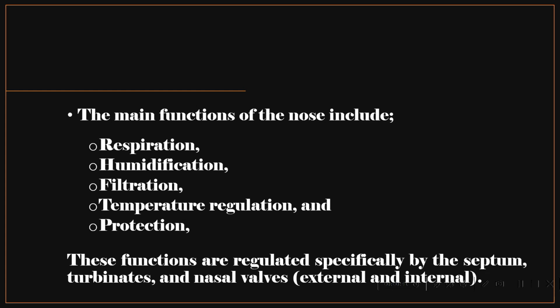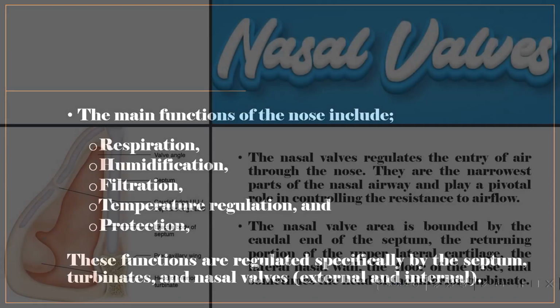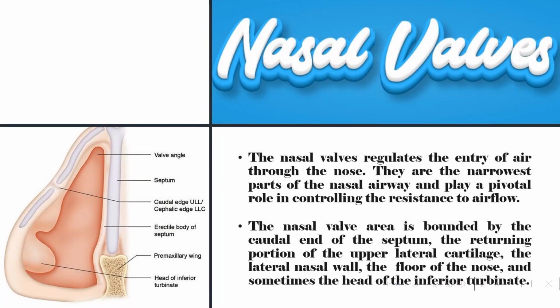These functions are regulated specifically by the septum, turbinates, and nasal valves, external and internal. The nasal valves regulate the entry of air through the nose. They are the narrowest parts of the nasal airway and play a pivotal role in controlling the resistance to airflow.